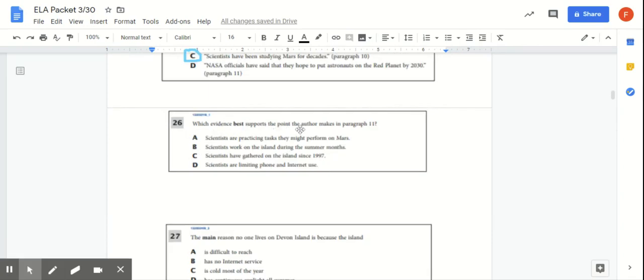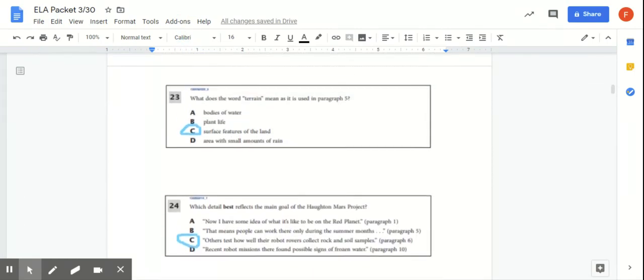Number 26, which evidence best supports the point the author makes in paragraph 11? A. Scientists are practicing tasks they might perform on Mars. B. Scientists work on the island during the summer months. C. Scientists have gathered on the island since 1997. D. Scientists are limiting phone and internet use.